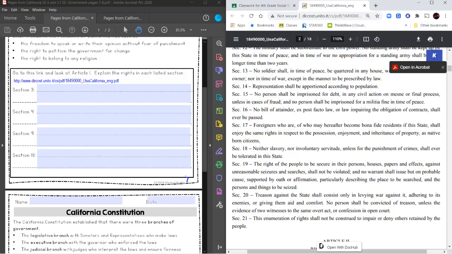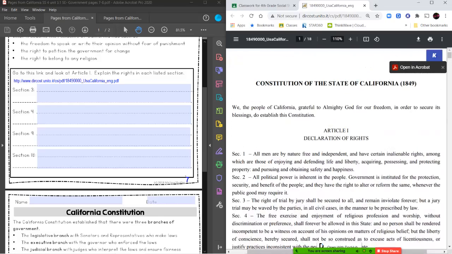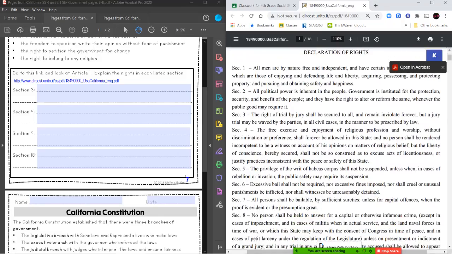The California Constitution is actually really interesting if you want to go through and read the other sections. I know that some of it can be very wordy, just like you saw when I was going through it and reading through it with you guys. But if you take it and break it apart into its parts, you'll see some really interesting information there.